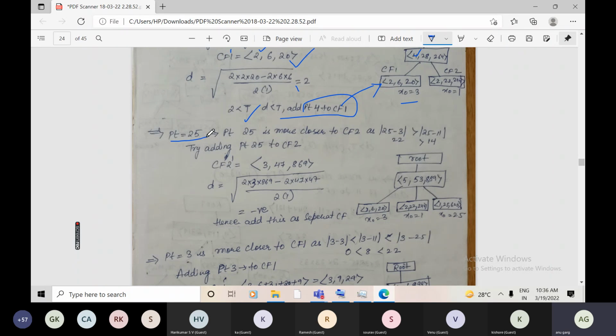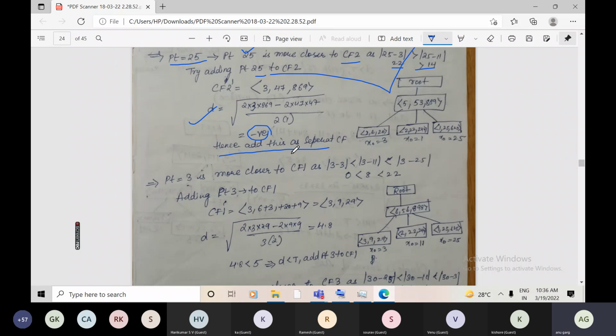Now here you will understand another branch that has come. Now when we took 0.25, when you see here, this is greater than this, so CF2 is closer. So I added 0.25 to CF2. What is your CF2? 222, 244. So you added 0.25 into 222, 244. Then calculate the diameter, which is coming as negative. As it is a negative value, you need to add it as a separate cluster feature. So 25 we added as a separate cluster feature. I hope this is clear.